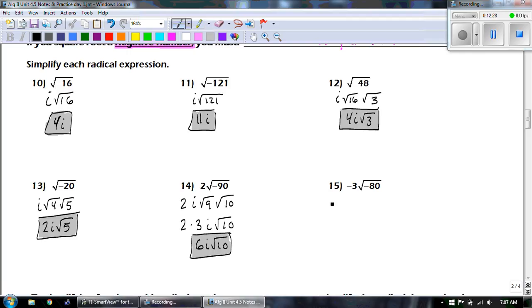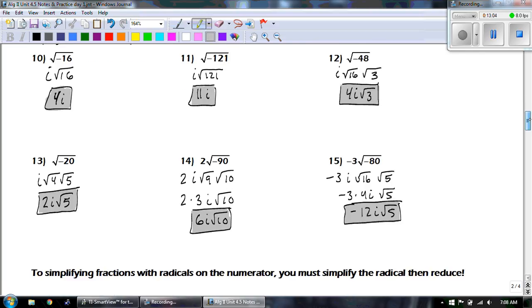Okay, so the negative 3 comes out front, the i comes out front, and then what's the perfect square that goes into 80? Yeah, 16. So 16 and 5, the square root of 16 is 4, so we have negative 3 times 4i times square root of 5. So we get negative 12i square root 5. Oh, let's redo that. There we go.